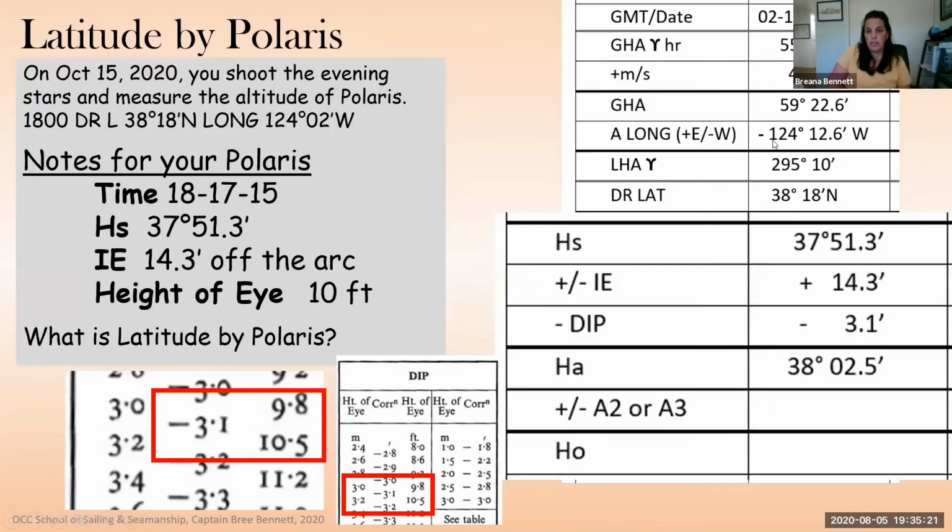And then we're going to put in our longitude. I'm going kind of fast. We're going to get in our longitude. So we get our LHA, and then we have our DR lat.